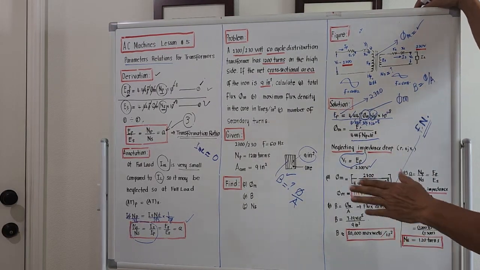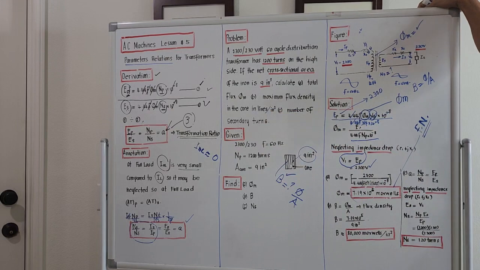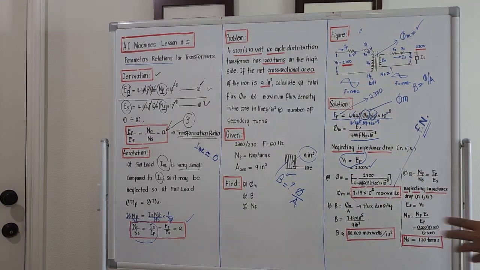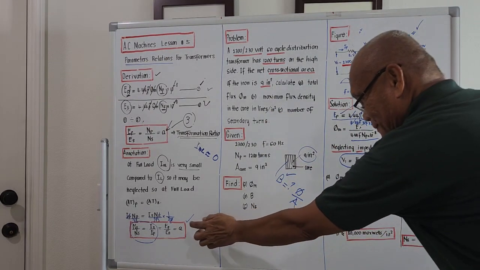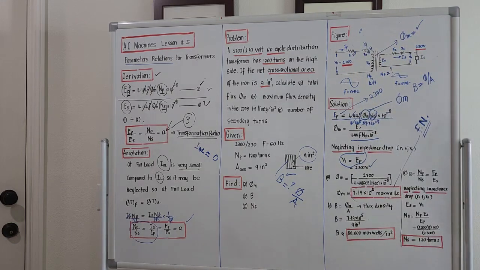What's next? The number of turns on the secondary. Oh, it's an easy one. We will use the third equation here. What is given in the third equation? The number of turns on the primary is given. We are looking for this. EP is actually equivalent to V1, the value of 2300, and I put it here also, neglecting the impedance drop.